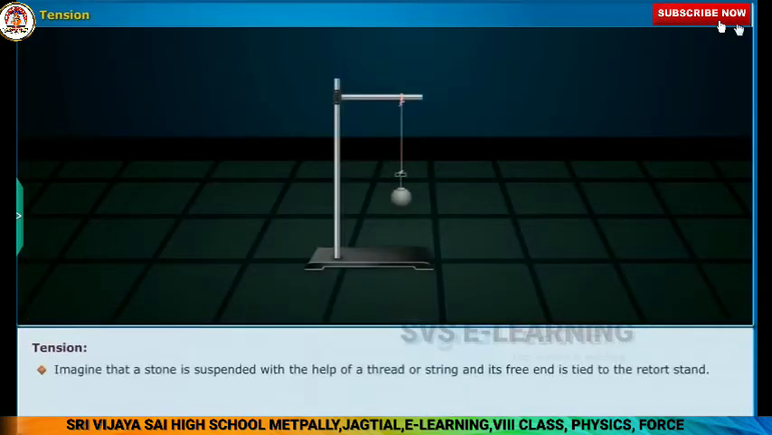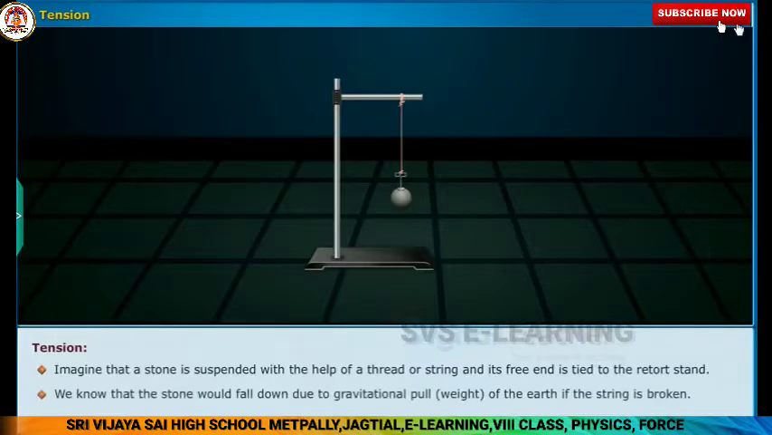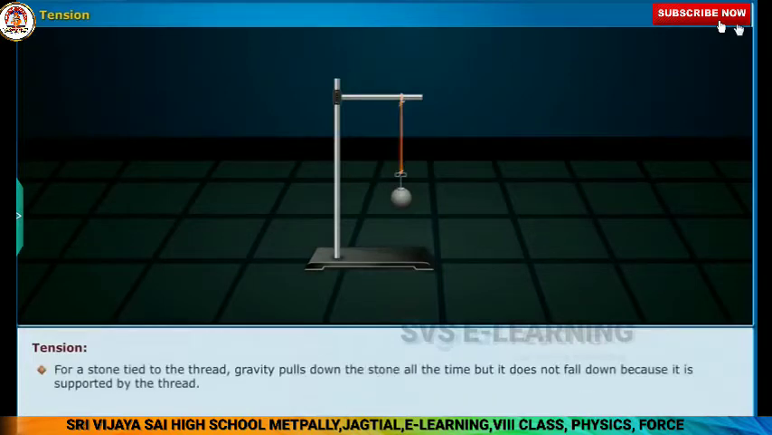Imagine that a stone is suspended with the help of a thread or string and its free end is tied to the retort stand. We know that the stone would fall down due to gravitational pull or weight of the earth if the string is broken. For a stone tied to the thread, gravity pulls down the stone all the time, but it does not fall down because it is supported by the thread.